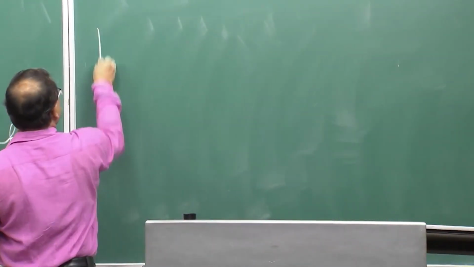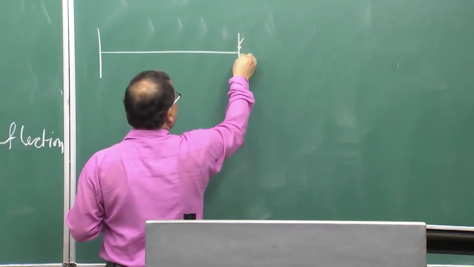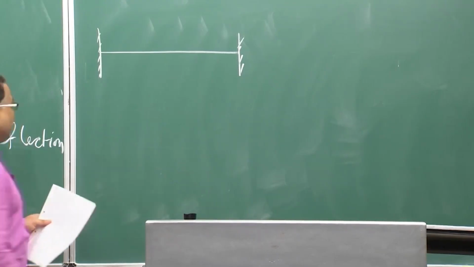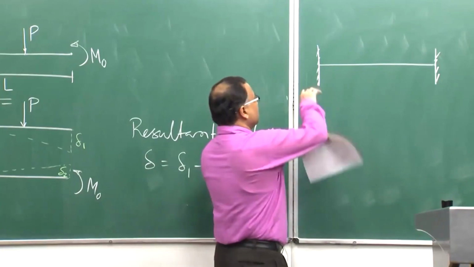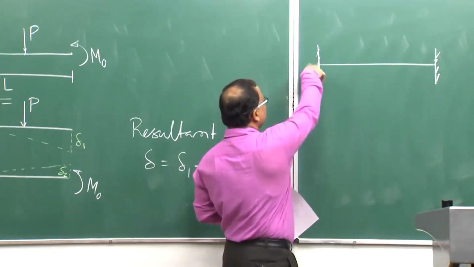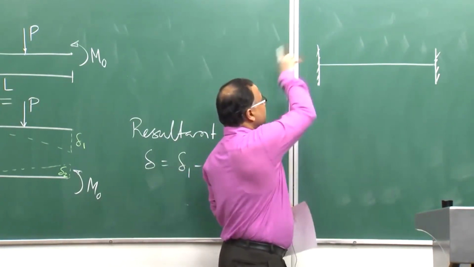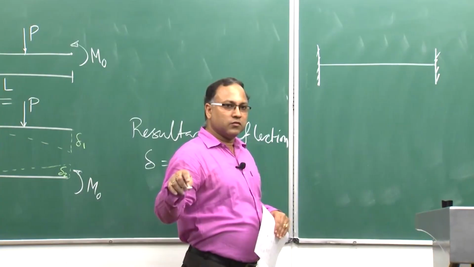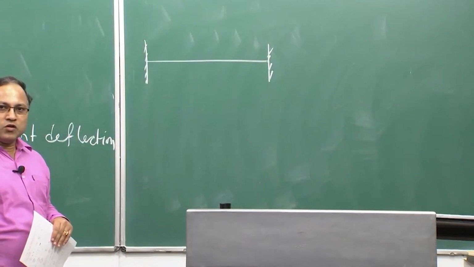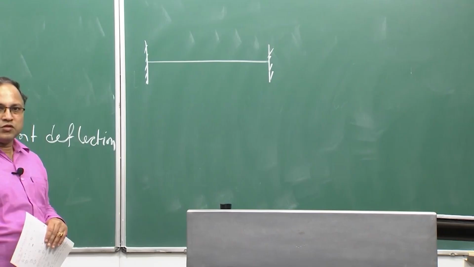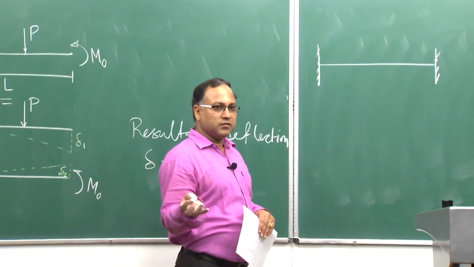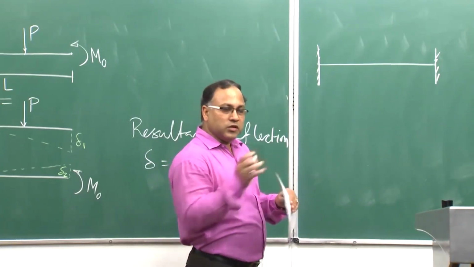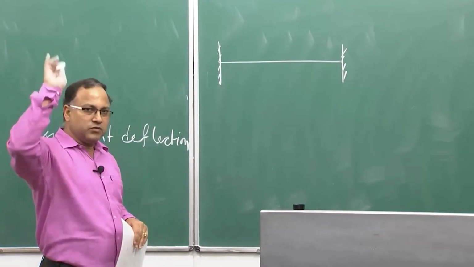Suppose you have both ends fixed. This is obviously your indeterminate structure. Why? Because here you will have two unknowns, as I do not consider any axial force: one vertical reaction and another moment. Here also you have two unknowns, one vertical reaction and one moment. So you have four unknowns, but you have only three equations. So basically you cannot solve it. This is your indeterminate structure, as we have discussed previously.